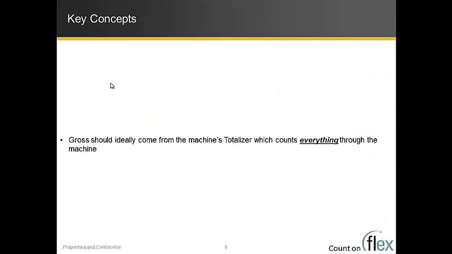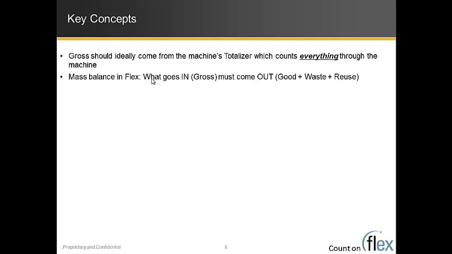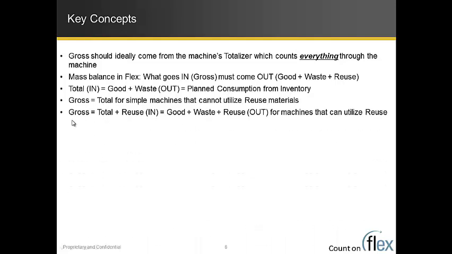So to summarize these concepts, gross should ideally come from the totalizer, everything that goes through the machine. Mass balance in Flex: whatever goes in has to come out, which would include reuse going through the machine. Total in is good plus waste. That's the planned consumption from inventory. That's what we mean by total, the inventory management number. Gross equals the total for simple machines because there's no reuse in it. If you have the ability to run reuse through a machine, you're going to see gross equal to total plus reuse.